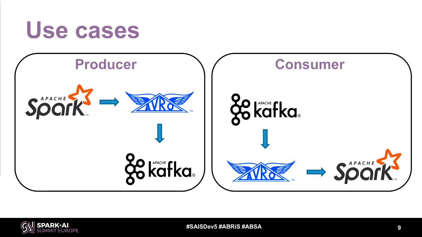To explain the whole API, we'll be assuming this use case. So we have Spark producing Avro data and dumping it into Kafka, on the producer side. And on the consumer side, the other way around: you're consuming from Kafka in Avro format and getting the data into Spark. So the whole API will be explained from the perspective of these 2 jobs. Okay, so Georgi will be explaining the API too.